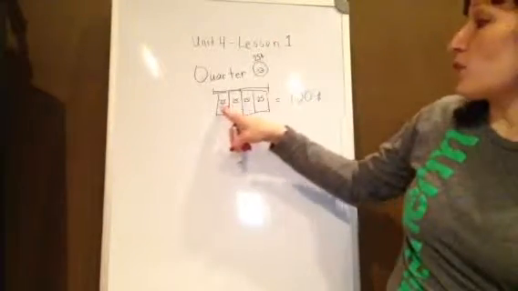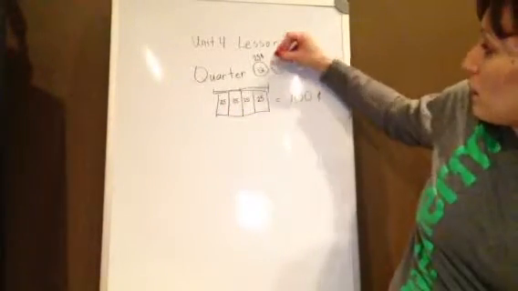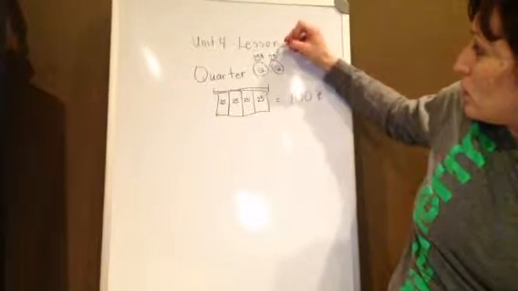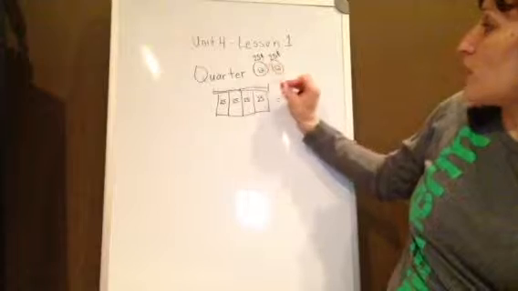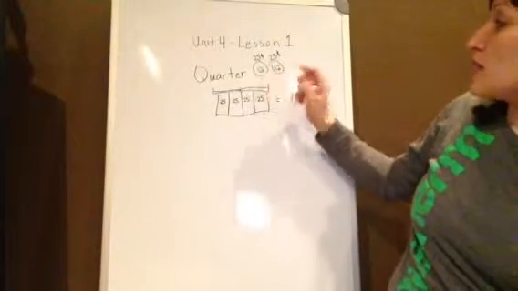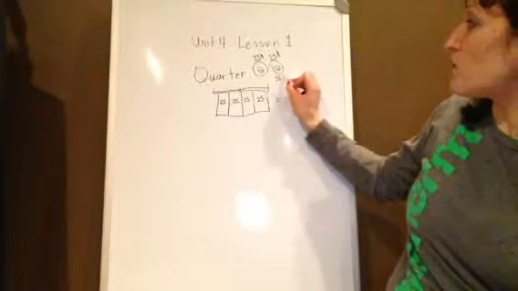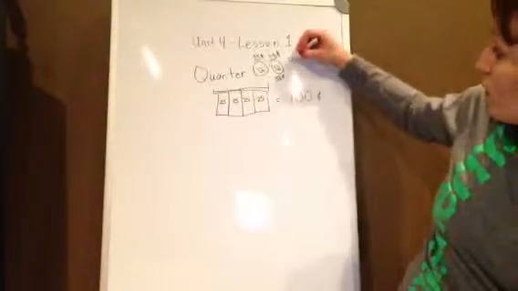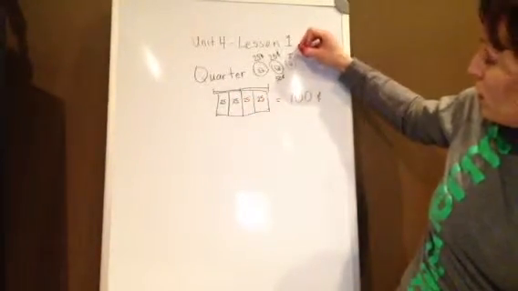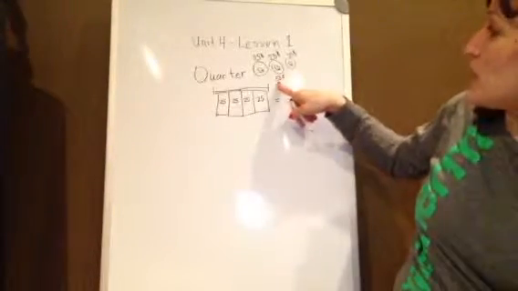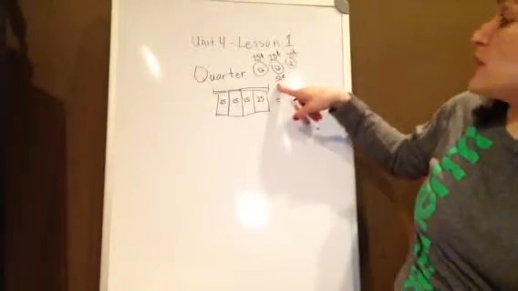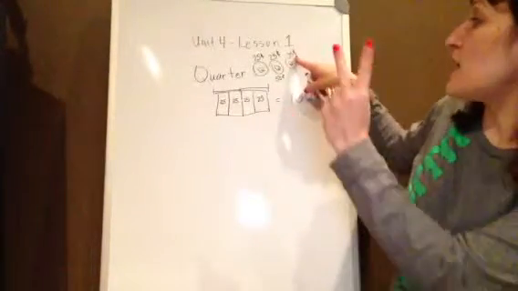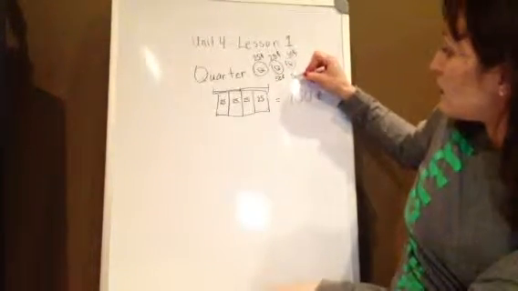So if I have 1 quarter, I have 25 cents. If I have another quarter, so I have 2 quarters together, so I have this 25 plus another 25, that's going to equal 50 cents. That's half of a dollar. Then I add another quarter, 50 cents plus 20, 50, 60, 70, plus 5, 75 cents.